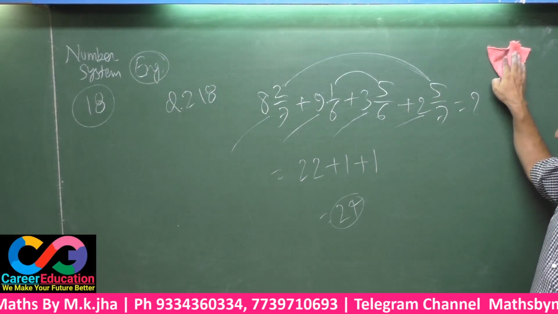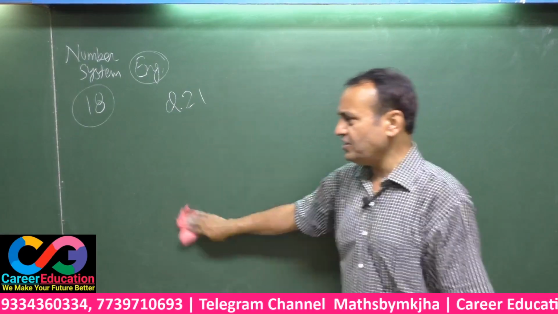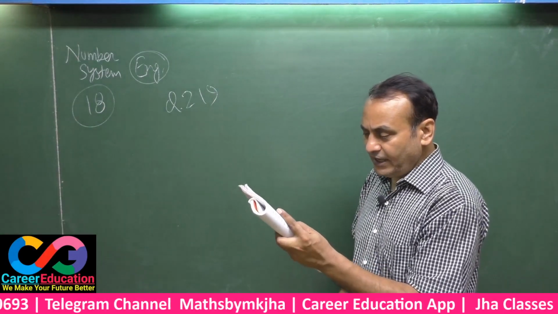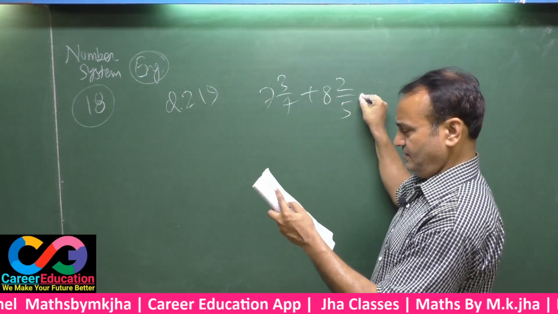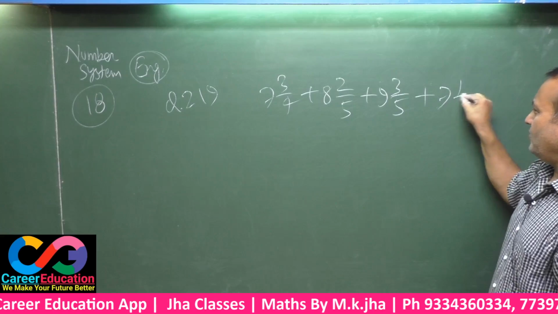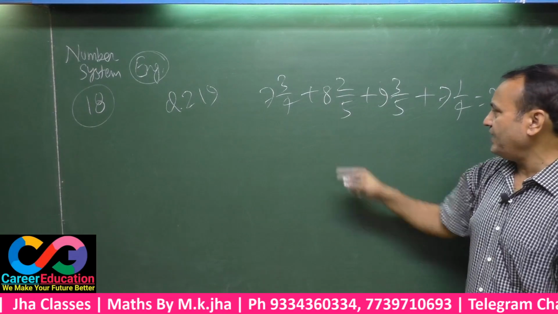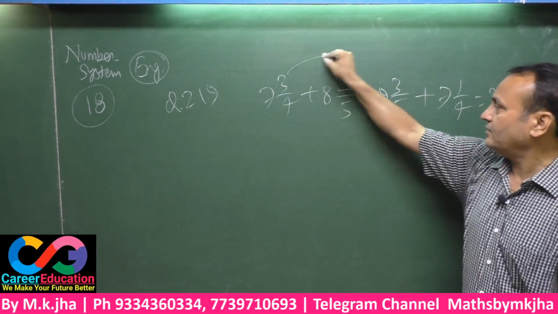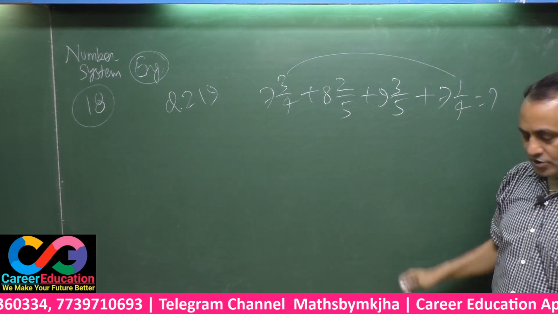In that case, what you have to do? Listen to me. Now write down question number 219. 219 is 7 3/4 plus 8 2/5 plus 9 3/5 plus 7 1/4. That means we have to watch here: is there any fraction making 1? No. That means the difference is 1 here. The difference of 3 and 4 is 1 and the denominator is the same here. That means this is 1 coming.